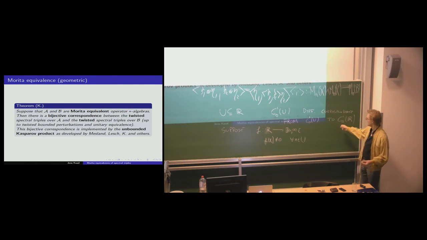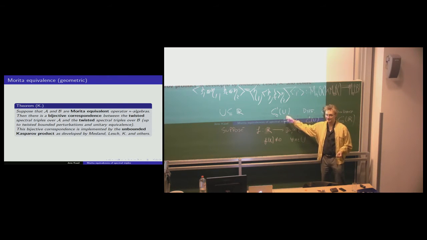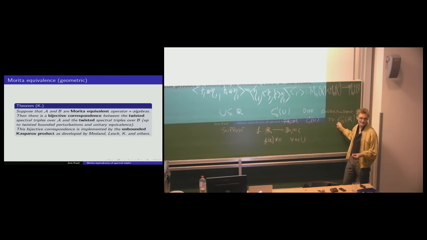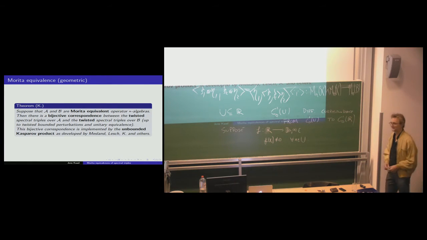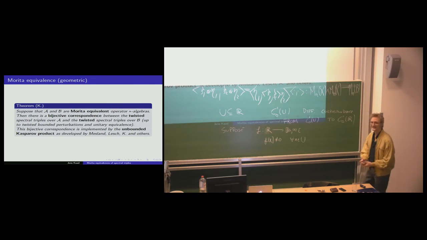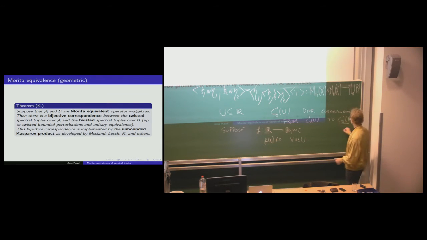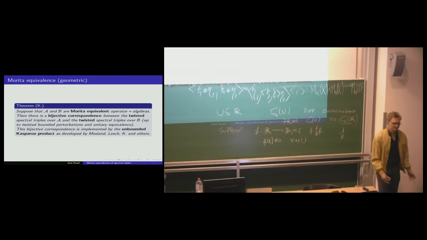So now I have a canonical spectral triple here on the C1 functions on the real line. And I have a differentiable correspondence. So I can move that to a spectral triple over this non-complete manifold. And what is D? Here you have i d/dt. And when you take the product now, this unbounded Kasparov product, you can move it to this one, and it becomes F i d/dt F. So that's the product.